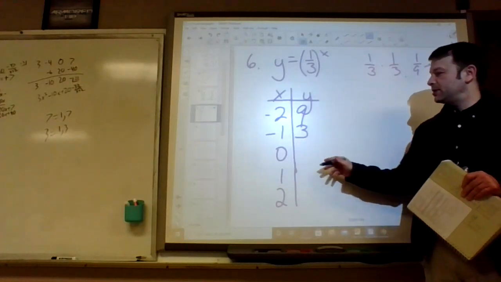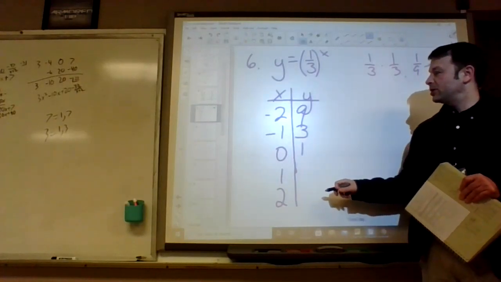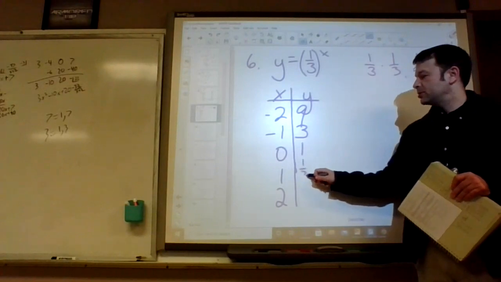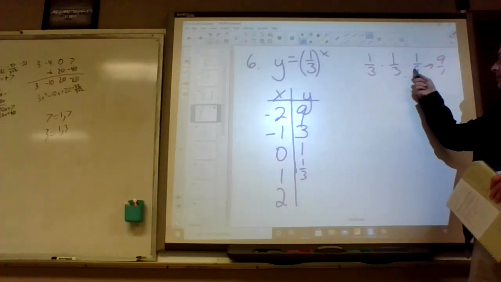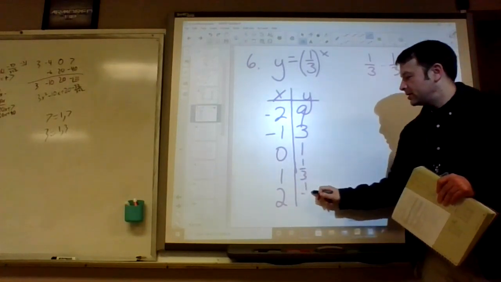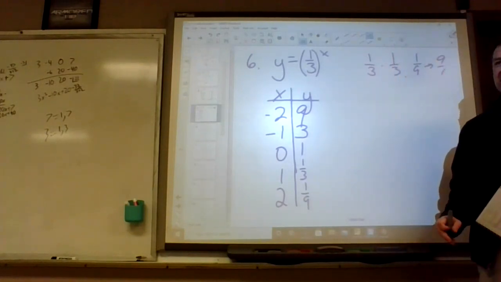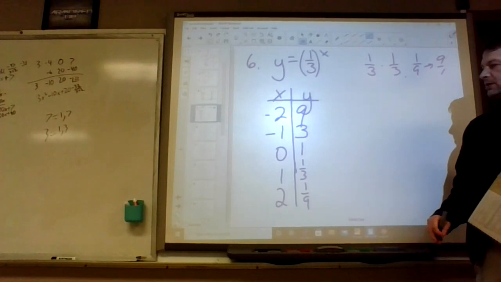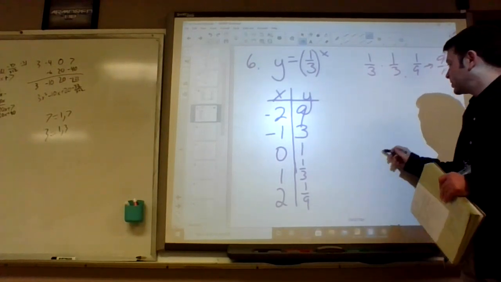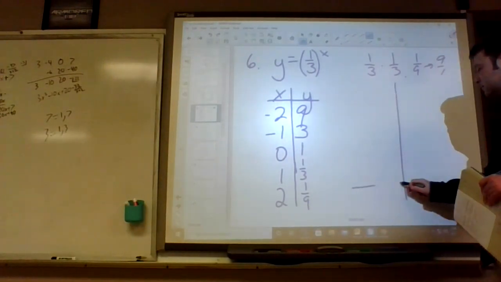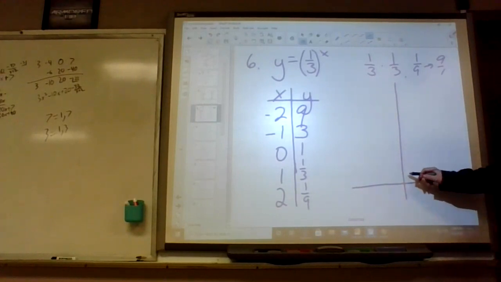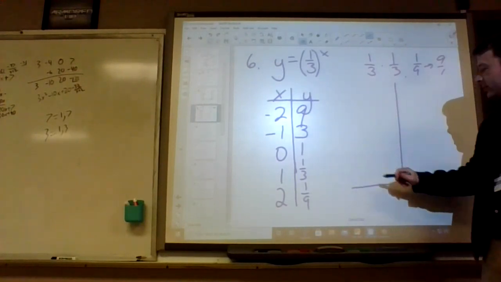What's 1/3 to the 0? What's 1/3 to the 1? What's 1/3 squared? We already said that one. 1/9. Alright, you guys see how this one and the last problem are related? It's all backwards. Okay, so what's the graph gonna look like? Can we just draw it on the same graph but in reverse? Yeah, it's in reverse. So we're going up to 9.